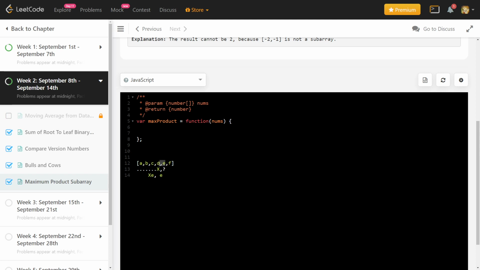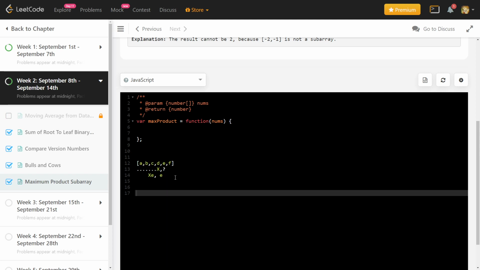So that's only when we want to include E in the previous. Otherwise, E alone will be sufficient, right? So that is what we will do. But here we need to think of the case where E can contribute. If E is negative, it can still contribute if this product was negative. But if E is positive, then it will only contribute if this was positive, right?